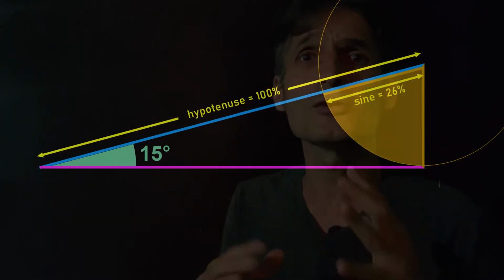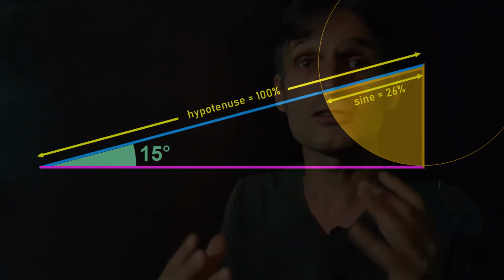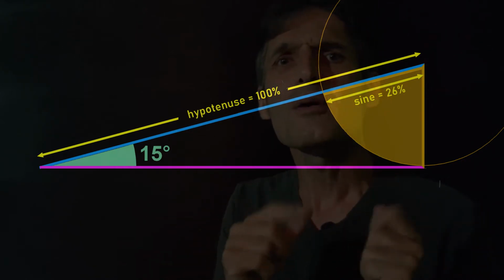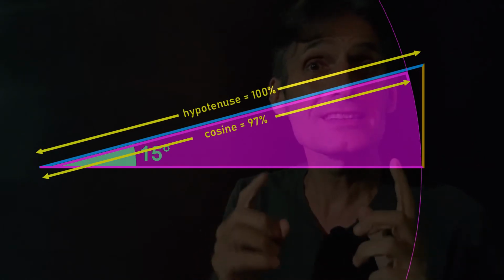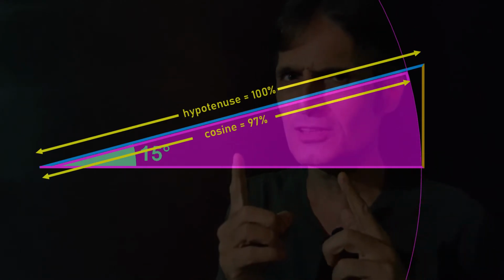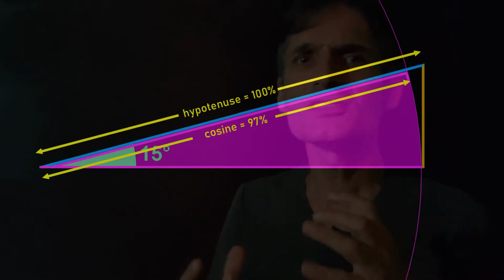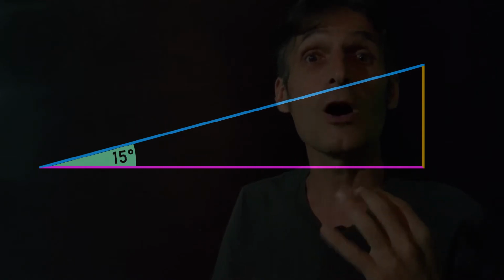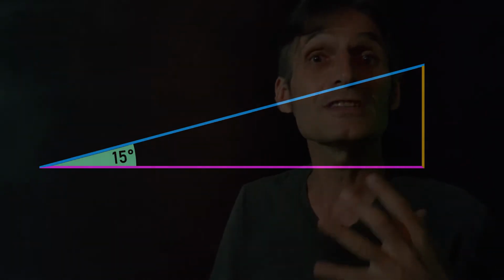If I rotate the sine to put it next to the hypotenuse, you can see that it represents 26% of the hypotenuse. 26%, 0.26. Now, if I rotate the cosine to put it next to the hypotenuse, you can see that it represents 97% of the hypotenuse. 97%, 0.97. So basically, we can consider that the sine expresses how many percents of the hypotenuse is the opposite, and the cosine expresses how many percents of the hypotenuse is the adjacent.